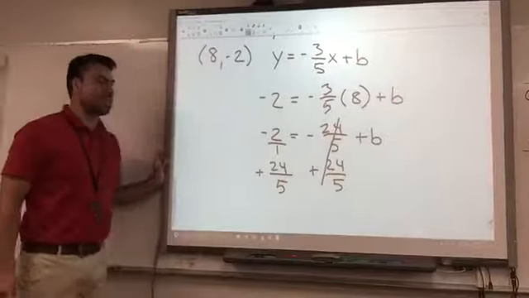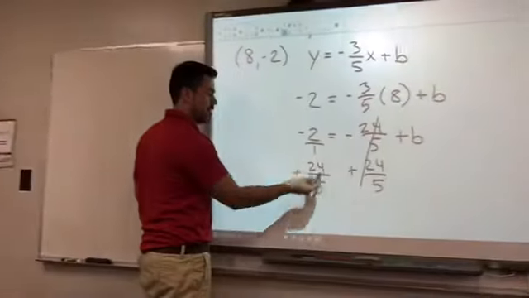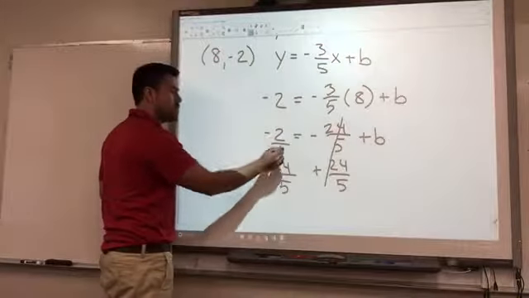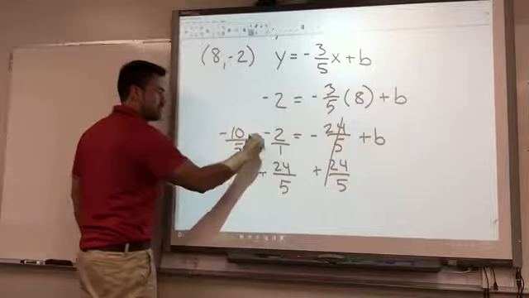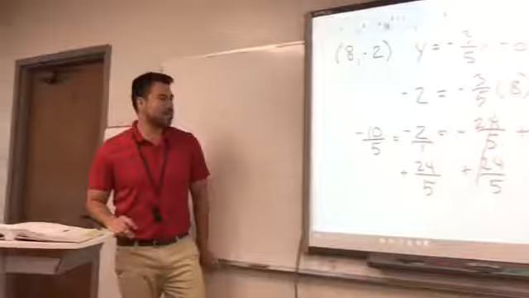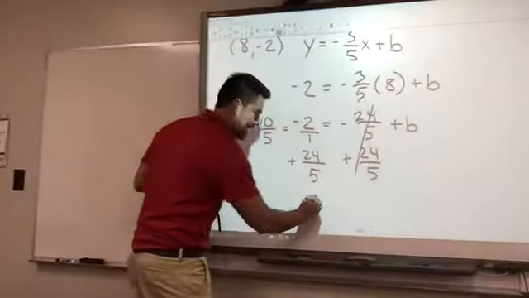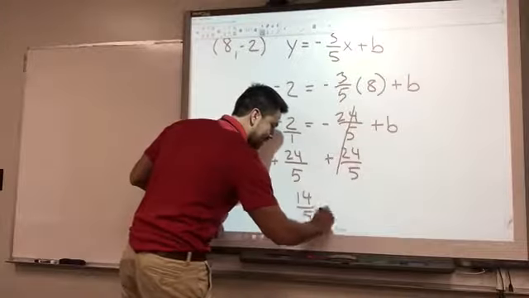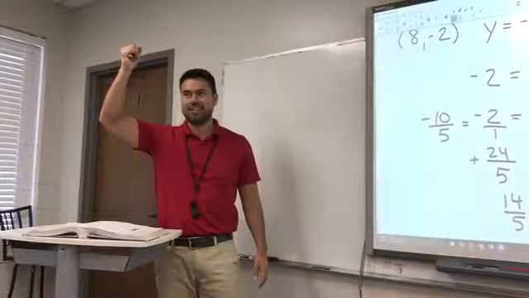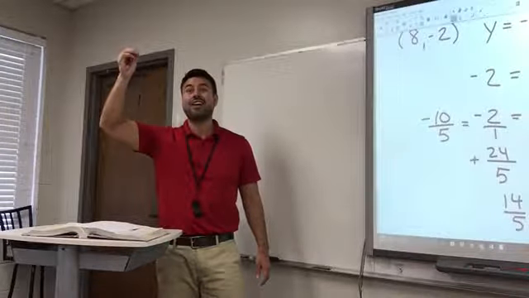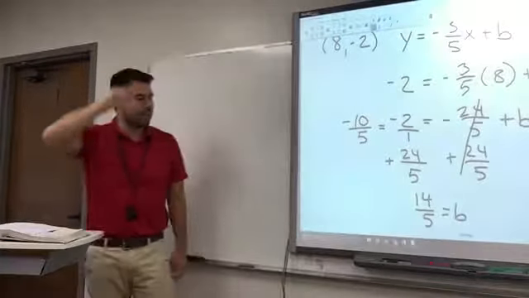I'm going to get a common denominator, which is what? 5. So I'm going to multiply this by 5/5. I get -10/5. They're equal to one another. So what's -10/5 plus 24/5? Yay, I got 14/5 equals b. Yes. You have to do it in slope-intercept form, sorry. Oh yeah, I forgot about that.